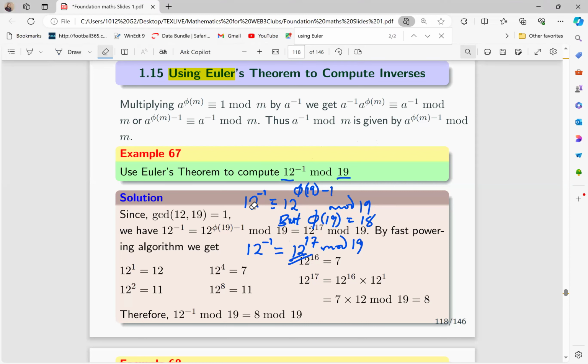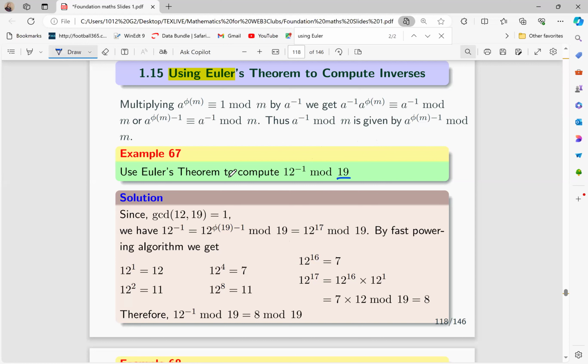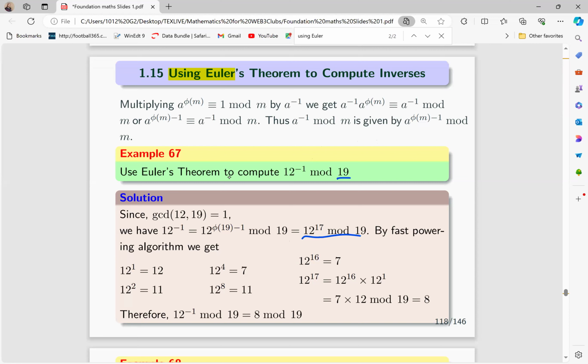So let's just go straight to the fast powering algorithm. Of course, we already know that the inverse of 12 is 12 raised to 17. But what is 12 raised to 17? We use the fast powering algorithm. 12 raised to 1 is just 12. Then you square this line to get the next line. Just open your calculator as I open mine so that we can move together. When I square 12 raised to 1, I have 12 raised to 2.